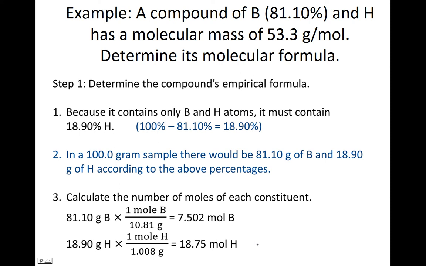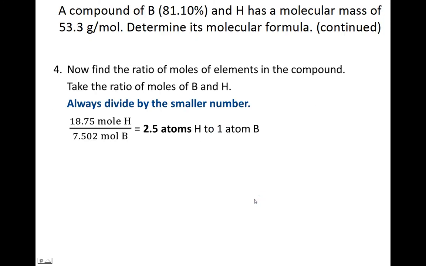So now I'm ready to figure out my mole ratio of my atoms in my empirical formula. So you always divide by the smaller number. So I have fewer moles of boron than I do hydrogen. So I'm going to put moles of boron in the denominator. So I have 18.75 moles of hydrogen divided by 7.502 moles of boron. And that gives me a mole ratio of 2.5. For every 1 atom of boron, I have 2.5 atoms of hydrogen.